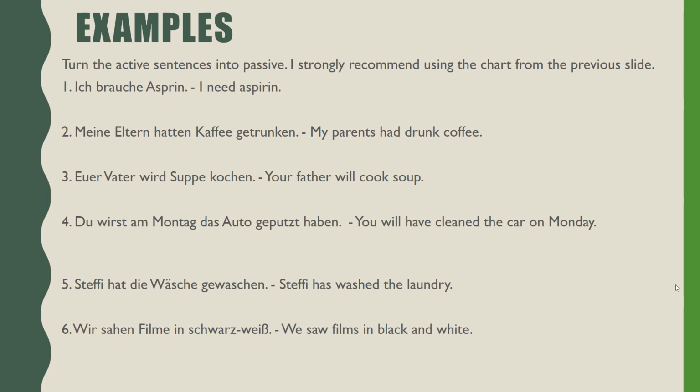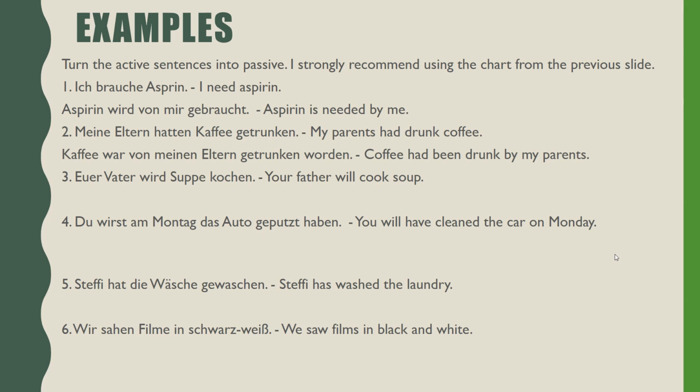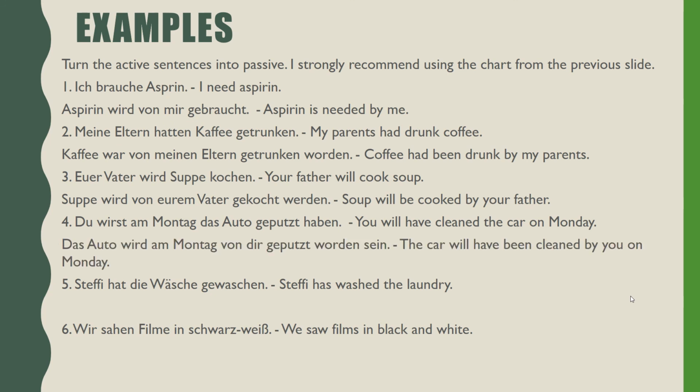For number 1, you have Aspirin wird von mir gebraucht. Aspirin is needed by me. For number 2, Kaffee war von meinen Eltern getrunken worden. Coffee had been drunk by my parents. For number 3, Suppe wird von eurem Vater gekocht werden. Soup will be cooked by your father. For number 4, das Auto wird am Montag von dir geputzt worden sein. The car will have been cleaned by you on Monday.